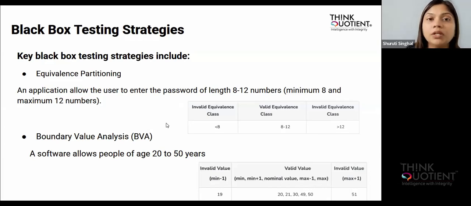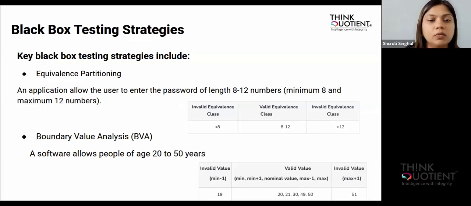But when we talk about boundary value analysis, here we are going to create the test cases on the basis of boundary. For example, a software allows people of age group 20 to 50 years. So what is the minimum value over here? 20. So we will be checking the test cases on 19, 20, and 21. And what is the maximum value allowed? That is 50. So again, the test cases will be made on 49, 50, and 51. So just at the same point, one below and one above. That is how we are basically making the test cases over here.